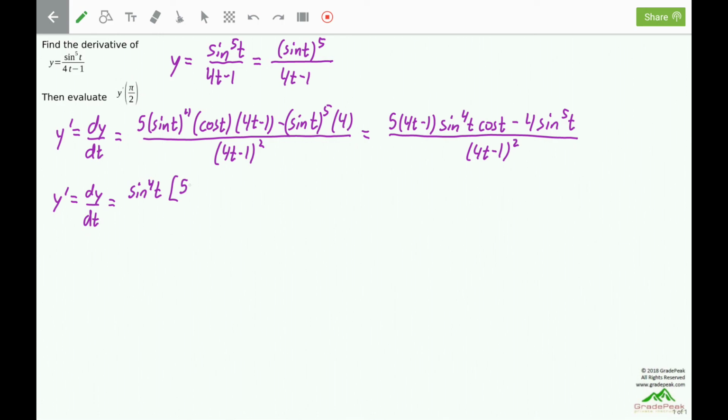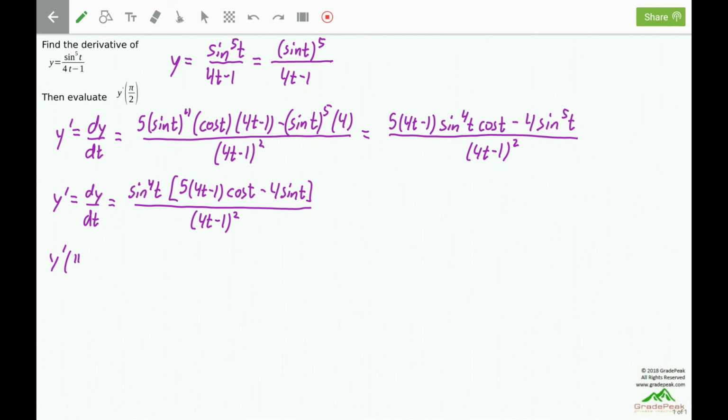So there's what should be left over after the factorization. So we have 5 times 4t minus 1 times all that's left is a cosine t for that first term, and then minus 4, and all that's left is sine of t for that second term. And all of this is divided by 4t minus 1 quantity squared. So there's the factored version of the derivative. The next thing to do is evaluate y prime of pi over 2.